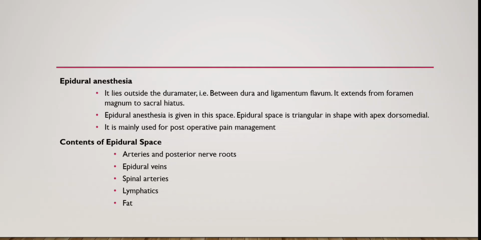Next, epidural anesthesia. It lies outside the dura mater, that is between the dura and ligamentum flavum. It extends from the foramen magnum to the sacral hiatus. Epidural anesthesia is given in this space. So the epidural space is triangular in shape with the apex dorsomedial. It is mainly used for post-operative pain management.